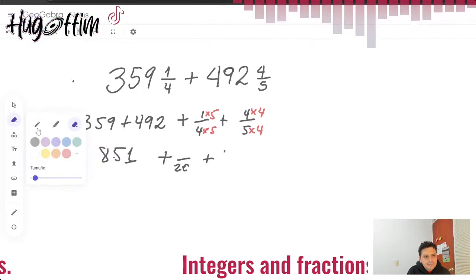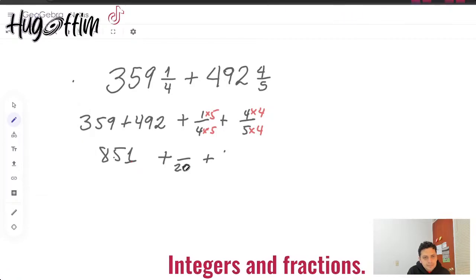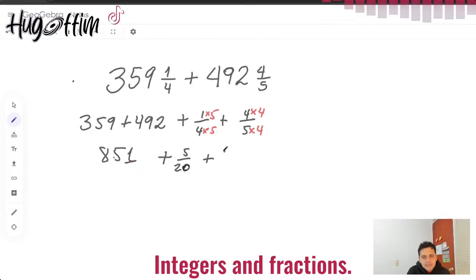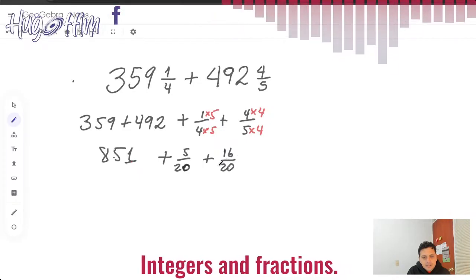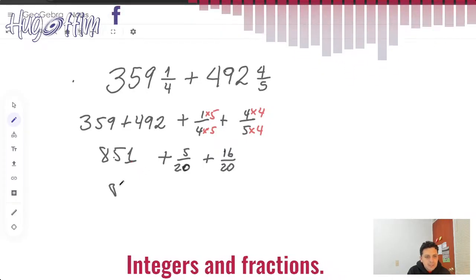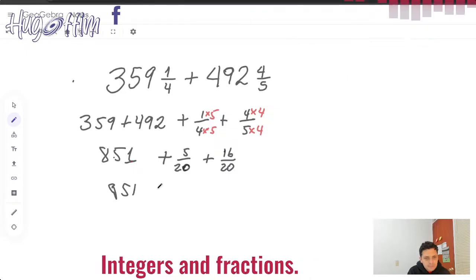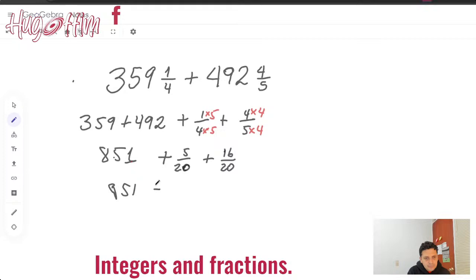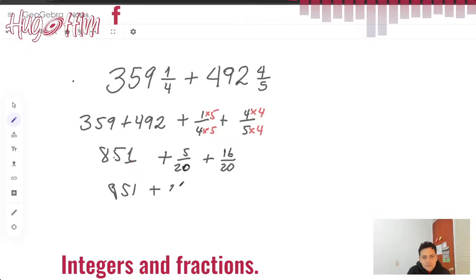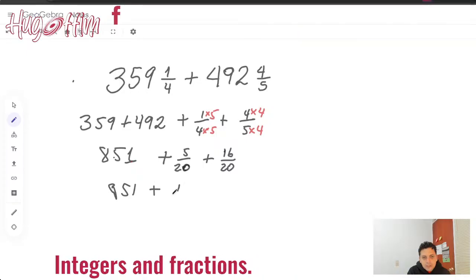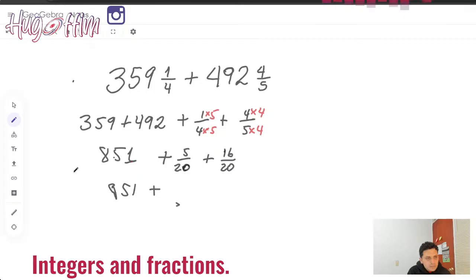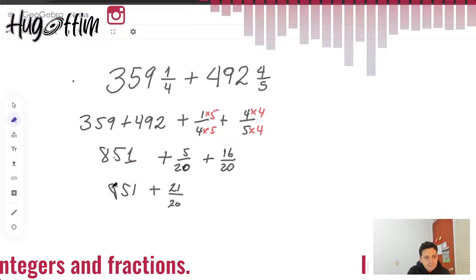Okay, so I'm going to get 5/20 plus 16/20. 16 plus 5 is going to be 21. So 21/20. This was very wrong before. 21 over 20. Let me erase this 8.